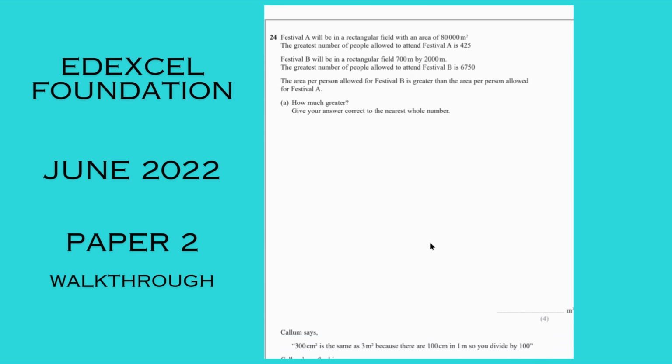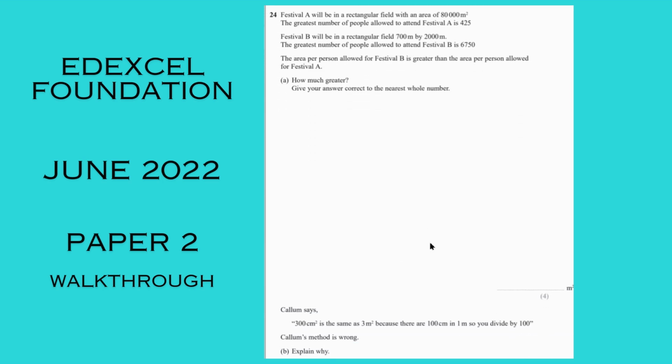Obviously, massively wordy for number 24. But like all things, one step at a time. As soon as it says Festival A, Festival B, let's just do A first. A has an area of 80,000. The greatest number of people allowed is 425. That's 188.2 and so on people.